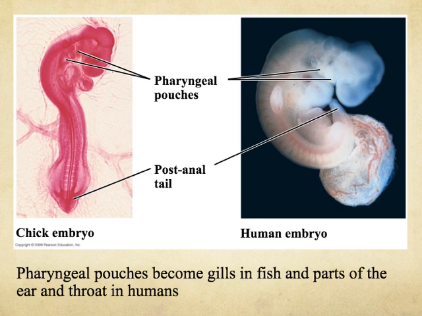Here's an example. When humans are developing, the embryo has something called a pharyngeal pouch, which is what becomes gills in fish, but in humans it becomes part of the ear and throat. Because both fish and humans have this pharyngeal pouch, it suggests that we're developing in the same way, even though that part of our body becomes different things. So this suggests we have a common ancestor.